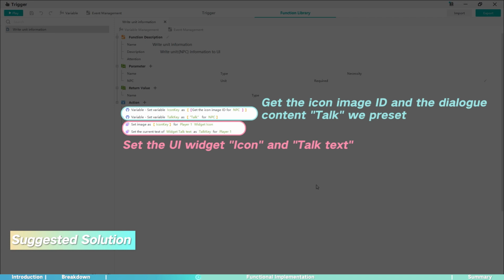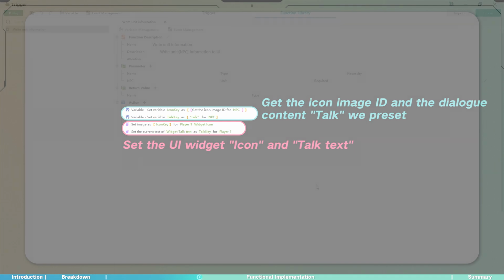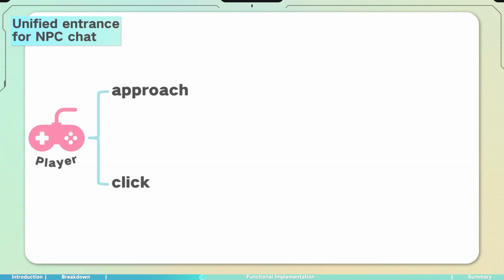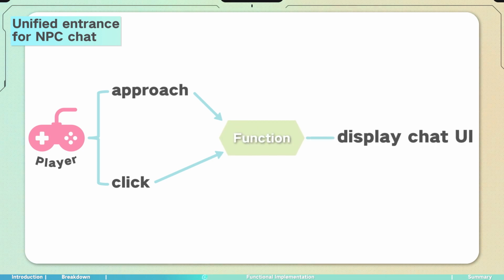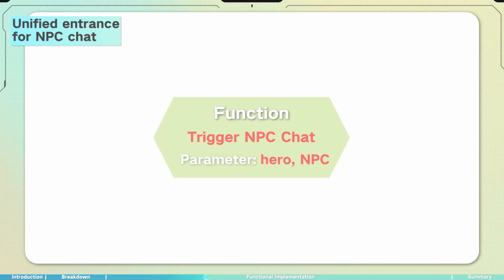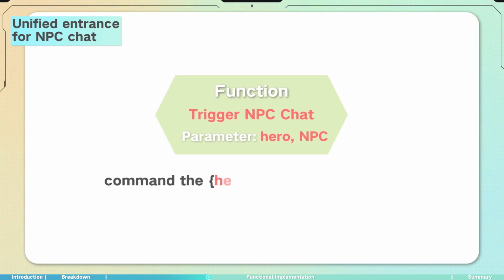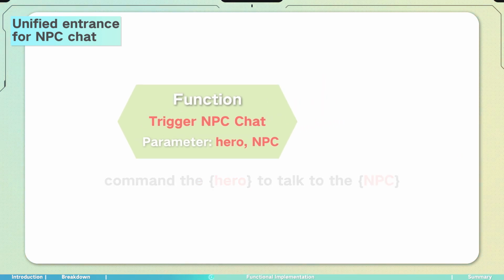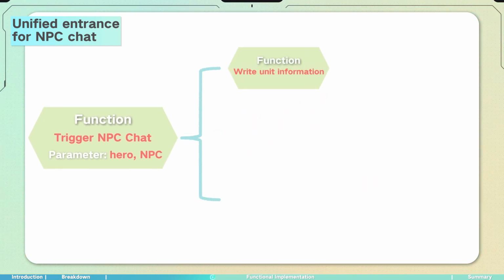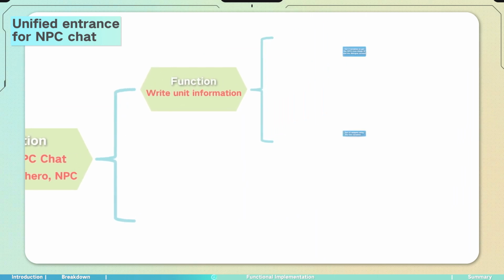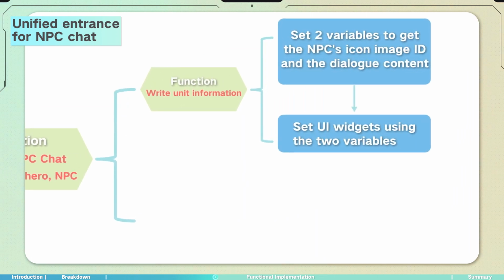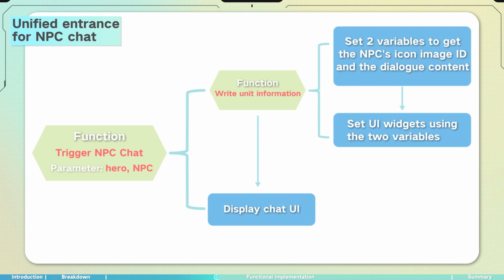The second part is unified entrance for NPC chat. This means when players approach or click any NPCs, the program will be notified and run in the same path. So, we customize a function, trigger NPC chat, to pack the path and command the hero to talk to the NPC. Then, we call the function write unit information to write the NPC information to the chat UI and display it to the player.